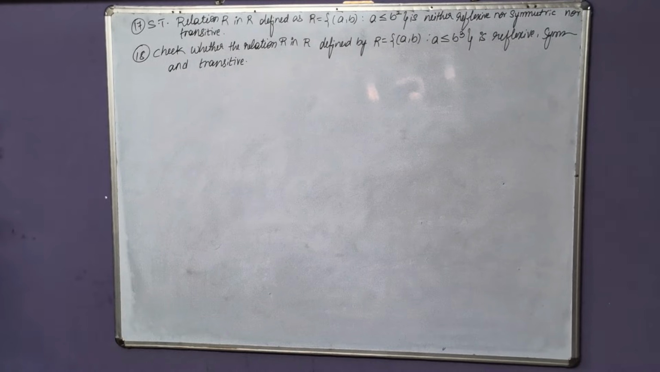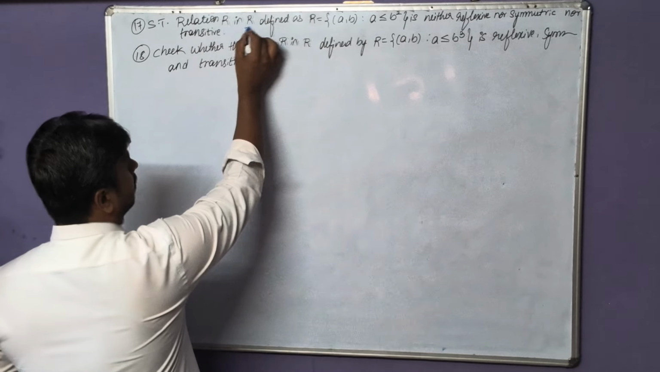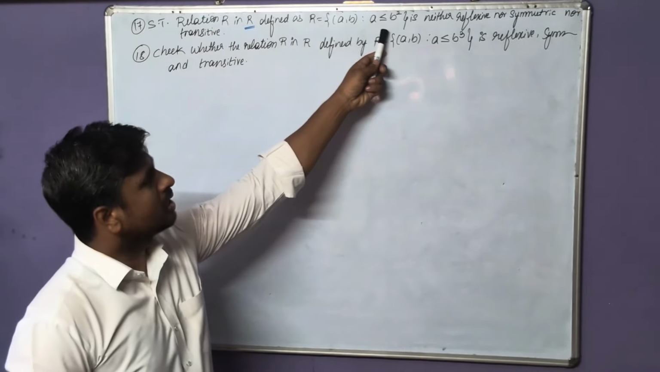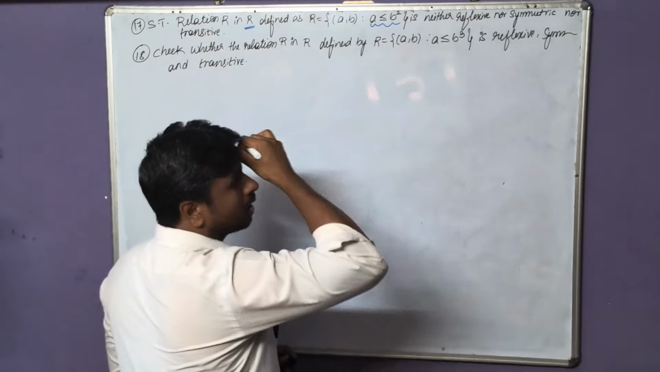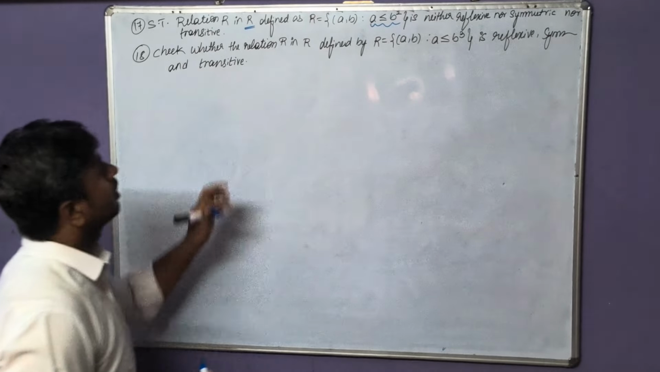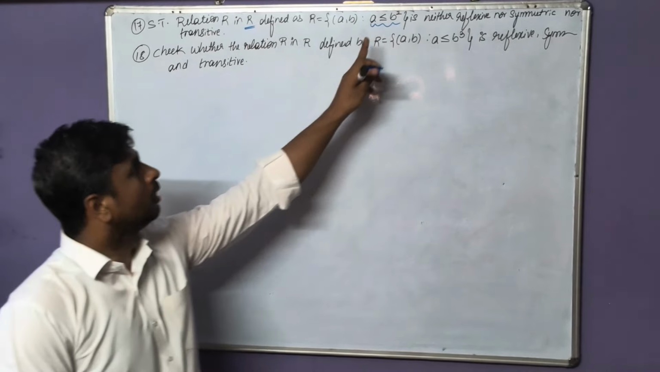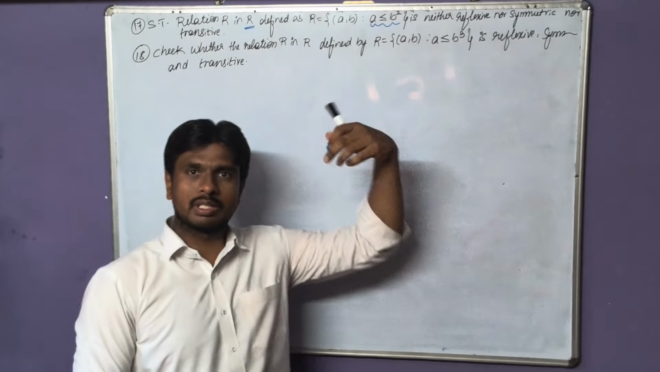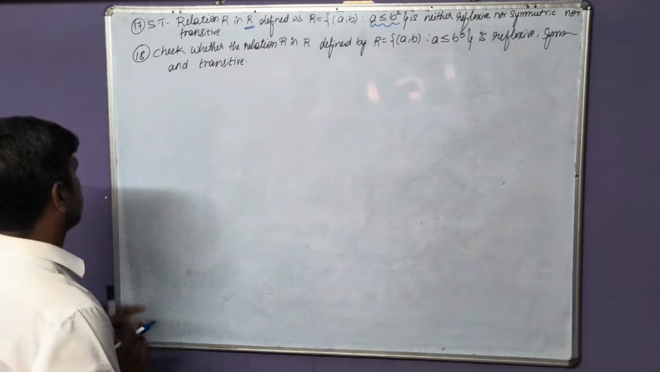The first question is: show that the relation R in the real numbers defined as R equals the ordered pairs (a, b) such that a is less than or equal to b square is neither reflexive nor symmetric nor transitive. We need to prove that the given relation R under the real numbers with the condition a less than or equal to b square is neither reflexive nor symmetric nor transitive. This is what we have to prove in the first question.